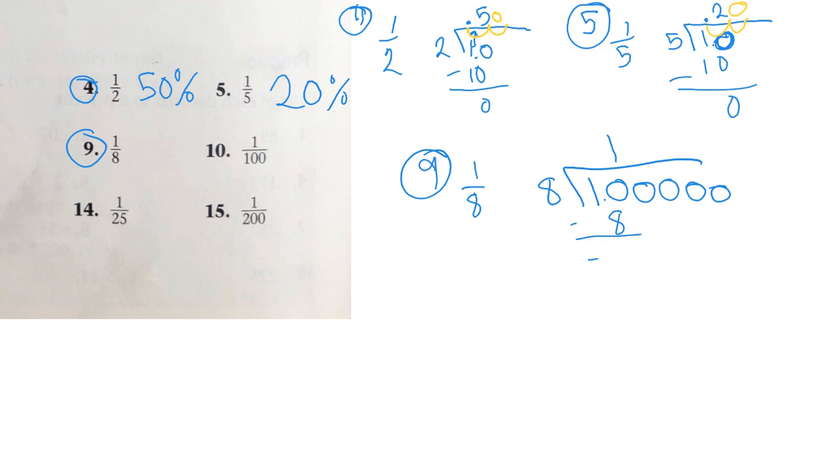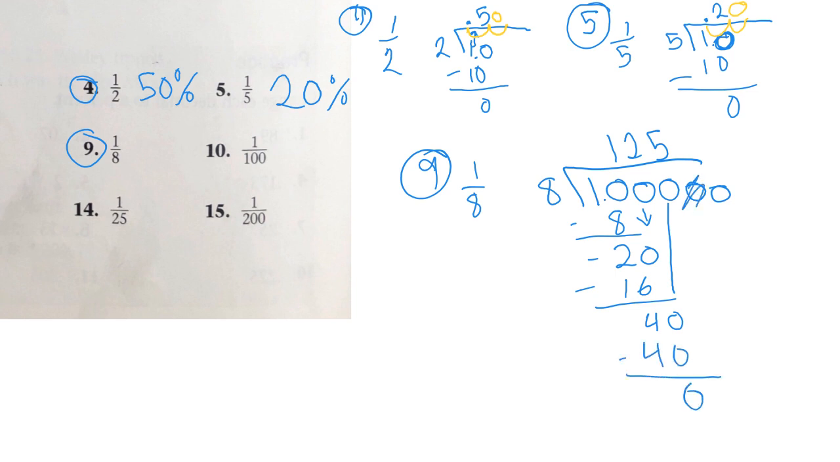And we get 2. Bring down the 0, and it takes 2. Bring down the 0, and takes 5. Now we got no remainder. So we don't need these extra zeros. That's fine. Move the decimal up. So the decimal part now is 0.125.